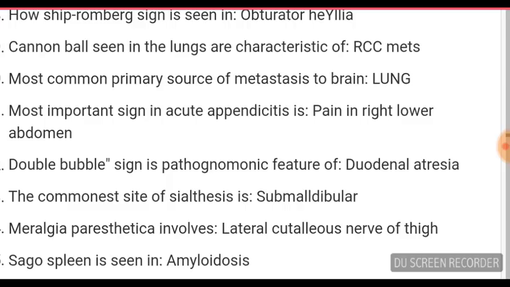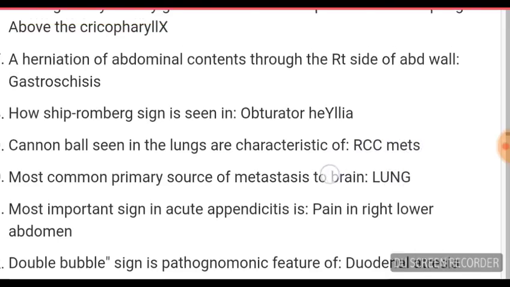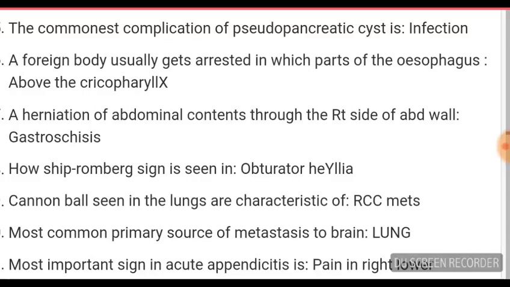Double bubble sign is duodenal atresia. Most important sign in acute appendicitis is pain in the right lower abdomen. Most common primary source of mets to brain is lung. Cannonball mets in lung is renal cell carcinoma mets. Howship-Romberg sign is seen in obturator hernia.